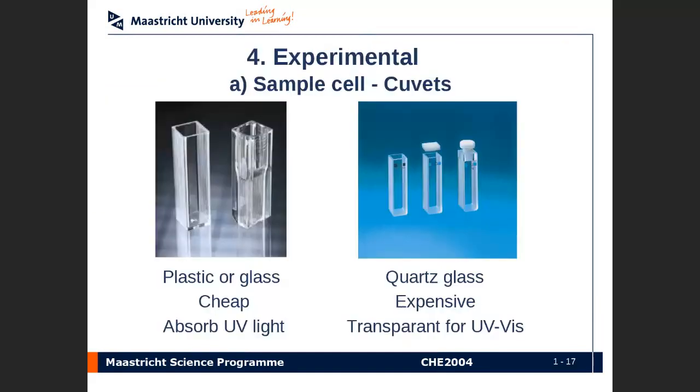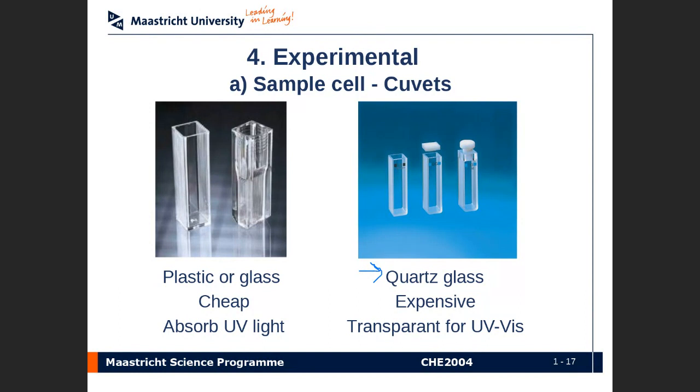These cuvettes that are used, this is again looking at some technical issues. The best ones to use are made of quartz. They tend to be very expensive. You have to use quartz because it's highly transparent. If you use normal glass, you're going to get some absorption in the UV side of the electromagnetic spectrum. That's why quartz is used.